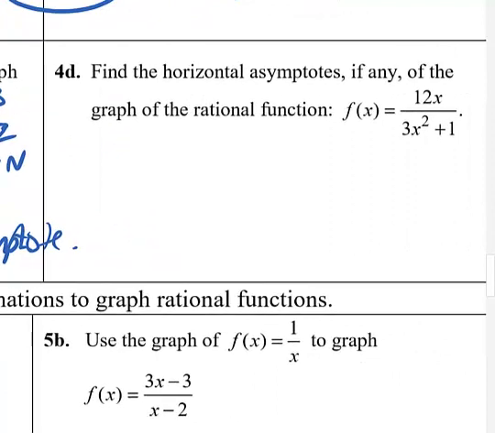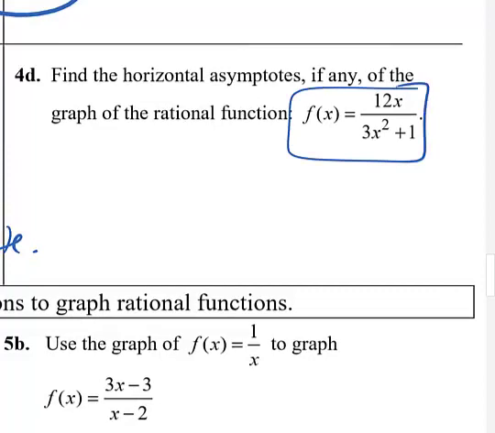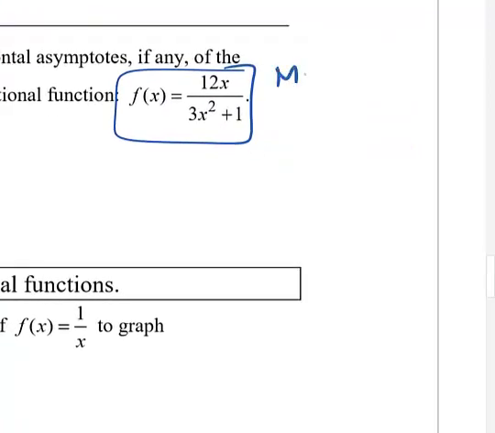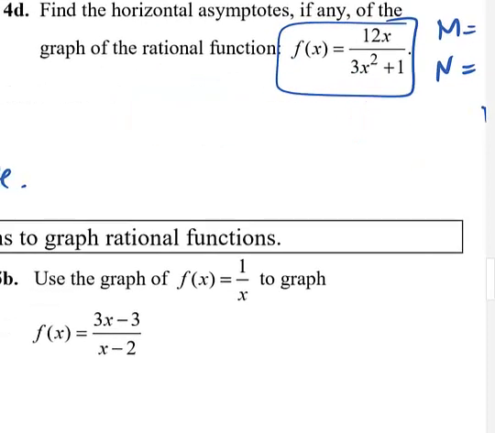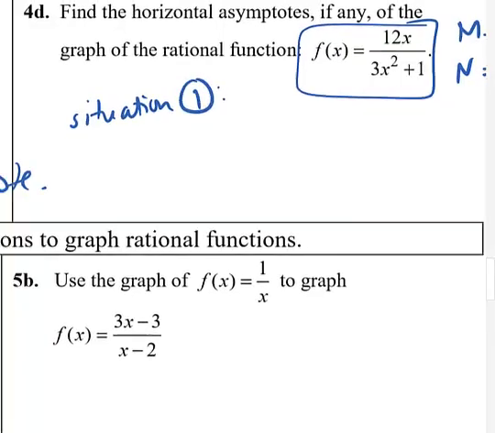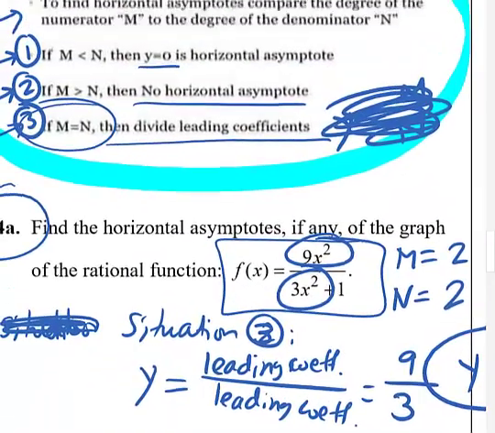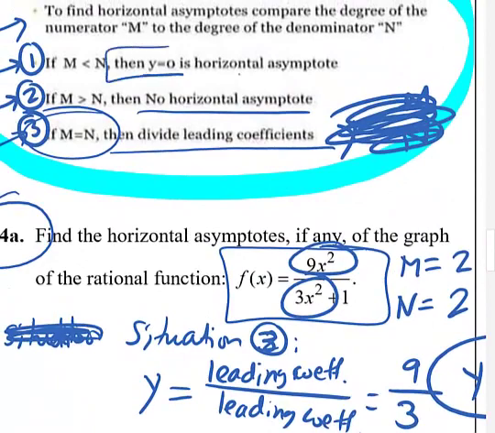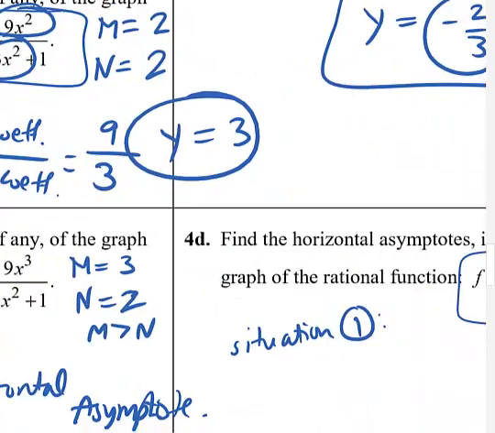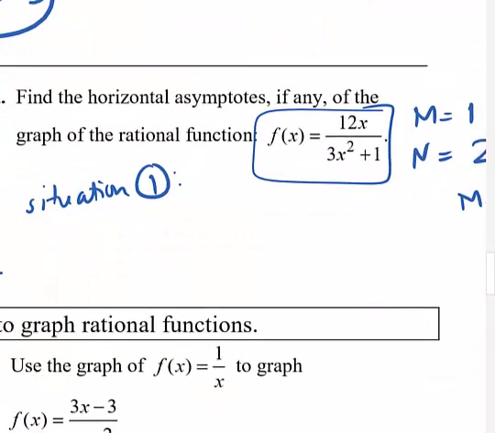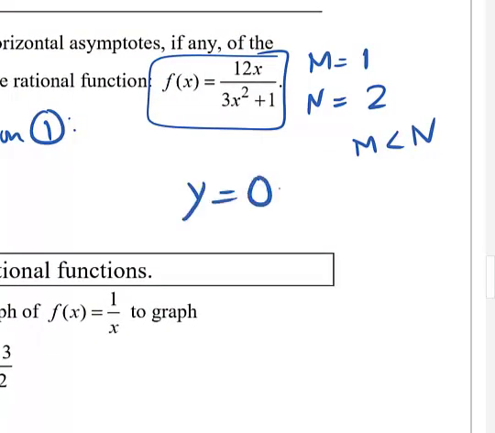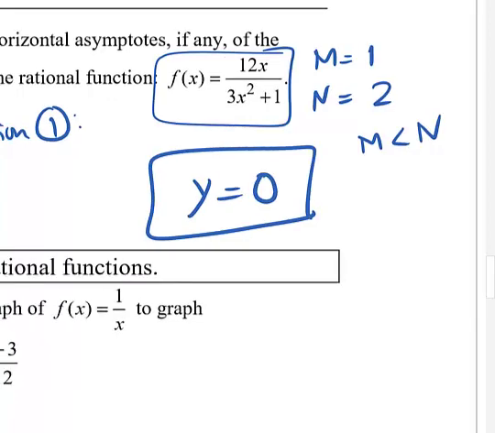And the very last one in this objective says, here's the function, now find the horizontal asymptote. The degree of the numerator is 1, the degree of the denominator is 2. So that means we're in a situation where m is less than n, and I think that's situation 1. In that case, y equals 0 is a horizontal asymptote. So no need to do any work, that's just the way it is. When the degree of the numerator is smaller than the degree of the denominator, y equals 0 automatically.